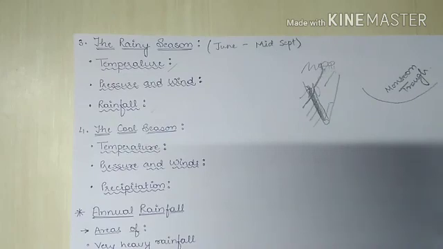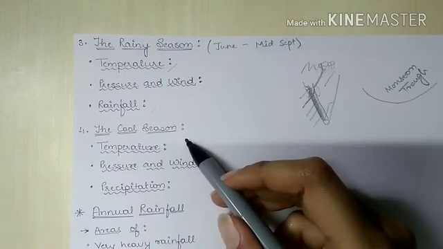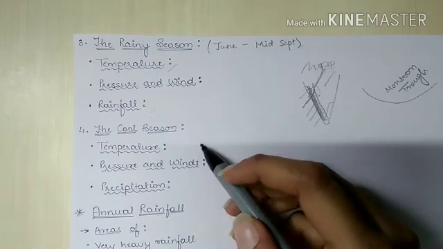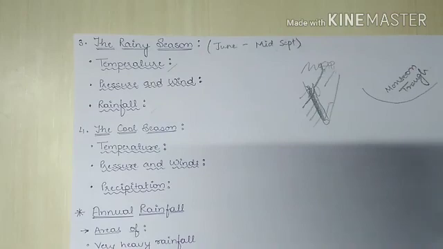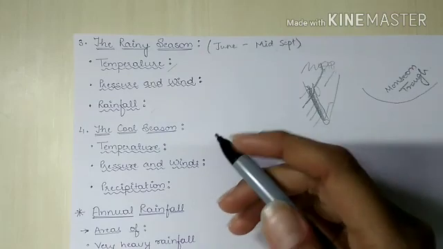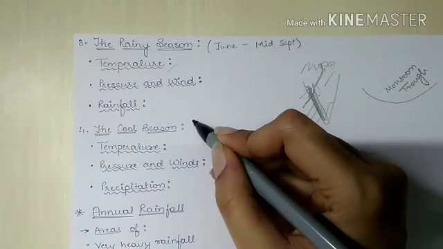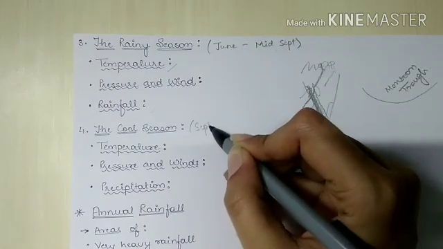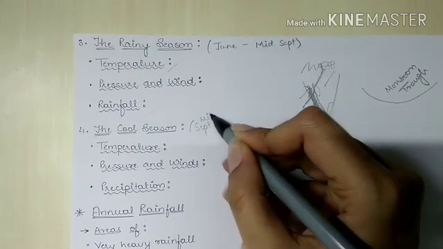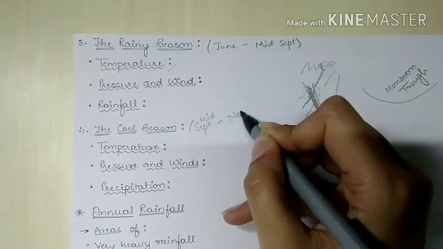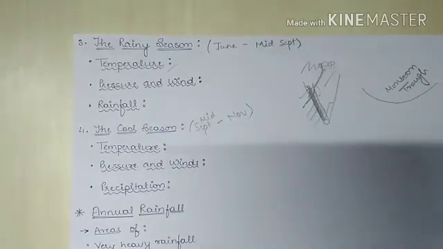Now, lastly, we have the cool season. The cool season starts with the beginning of withdrawal of the southwest monsoon in the middle of September, and it continues up to November. So, mid September till November, and after the cool season, the winter season starts.